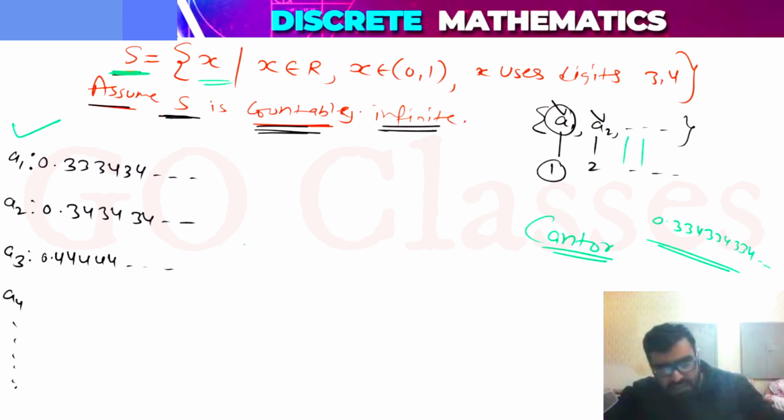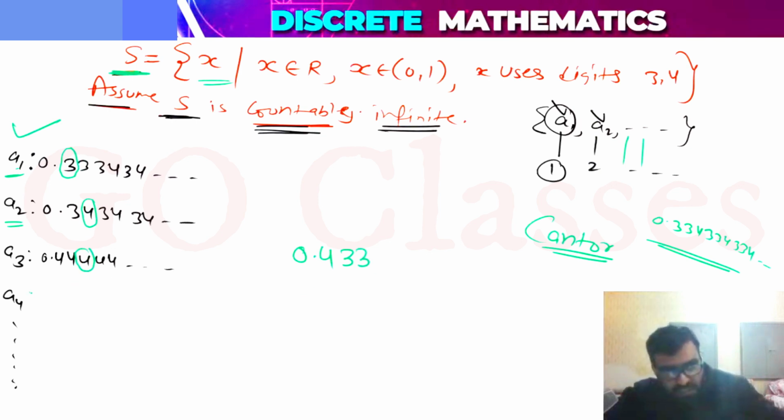How did he create it? Very easily. He looked at the first number A1, where the first place is 3, so he made it 4. Now he went to the second number, where the second digit is 4, so he made it 3. Now in A3, the third digit is 3, so he made it 4. Are you getting what he did?